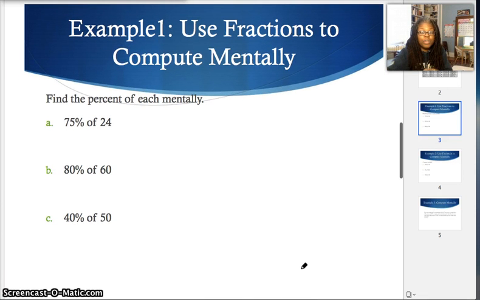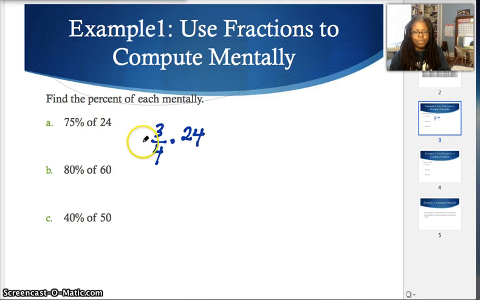Example 1, we're going to use fractions to compute mentally. So again, like I told you, it's kind of weird because I'm not going to actually use mental math, because otherwise I'd just be popping up with the answer. I'm going to show you what fraction to use. So 75%, if you remember from the last page, is 3/4. If I am going to figure out what 75% of 24 is, I'm figuring out what 3/4 of 24 is.